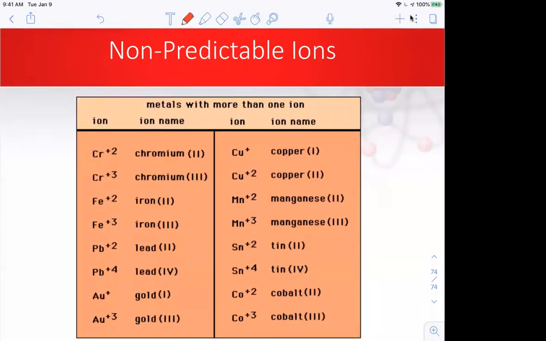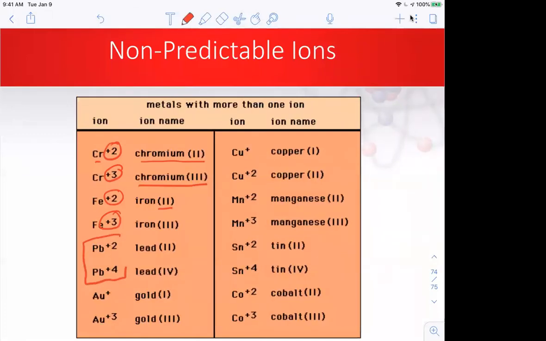My non-predictable ions are those ions that are formed from transition metals. For example, chromium can form either a chromium +2 ion or a chromium +3 ion. It can lose 2 electrons or it can lose 3 electrons. It is multivalent. Same thing with iron. I can form +2 or +3. The ion that results from the loss of 2 electrons is called iron(II). The ion that results when iron loses 3 electrons has a +3 charge and is called iron(III).